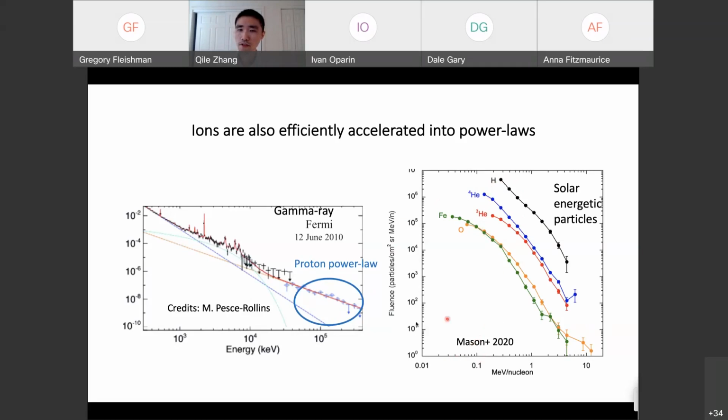Energy versus the fluence. And we see that they all have power laws extending to higher energy. And this power law slope is similar between these different ion species. So we have seen that both electrons and ions can be efficiently accelerated into power laws in solar flares.